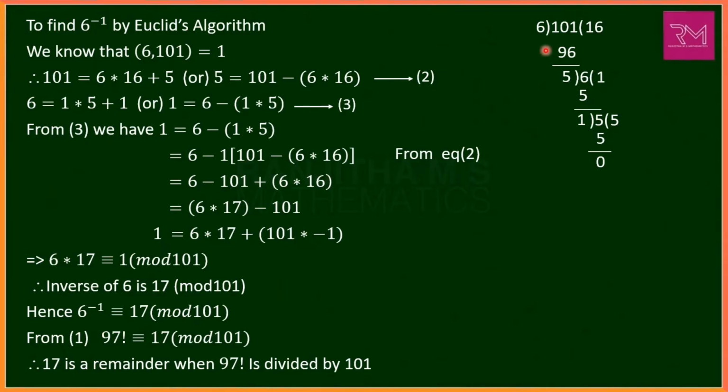Next we have to divide the bigger value by the smaller value, and apply the Euclidean algorithm method, that is dividend is equal to divisor into quotient plus remainder. With the help of the Euclidean algorithm we find the inverse value of any number under modulo M. That value itself is the remainder when 97 factorial is divided by 101. This completes the problem. We shall move on to another problem so that you can understand in a better way.